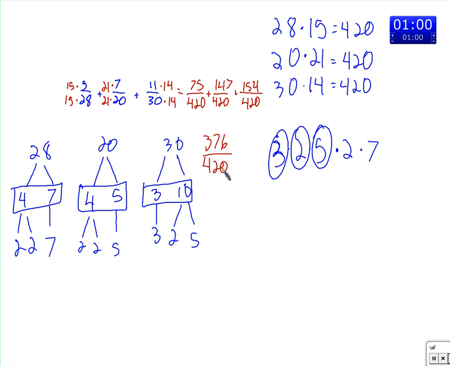Oh, okay, so we missed that. 376 over 420. They both have what, a 2, anything more? 4. Yeah, 4.